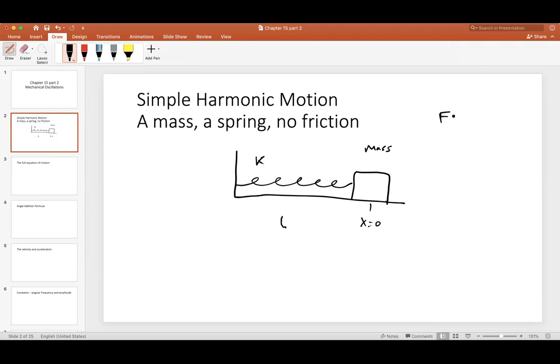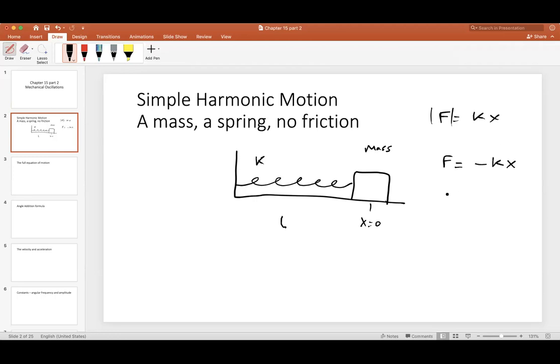The only force acting on this mass has a magnitude of K times X. We assume that this spring generates a force which is the spring constant K times X. We assume it's an ideal spring, so K doesn't vary as you vary X. And because it's a restoring force, it gets a negative sign.